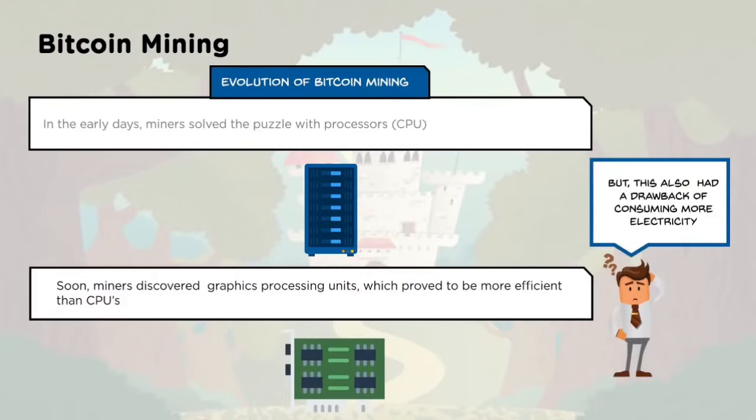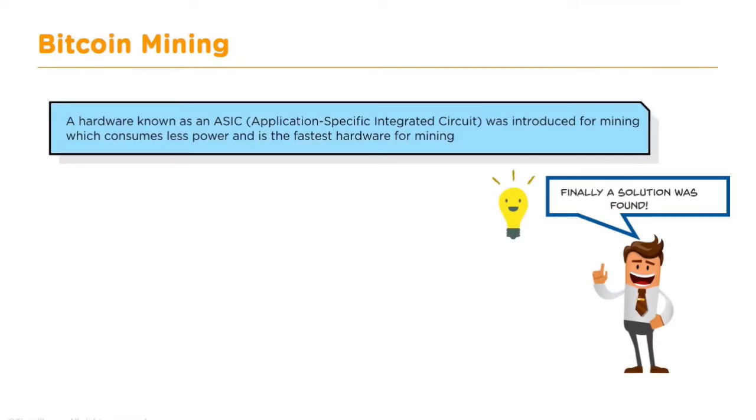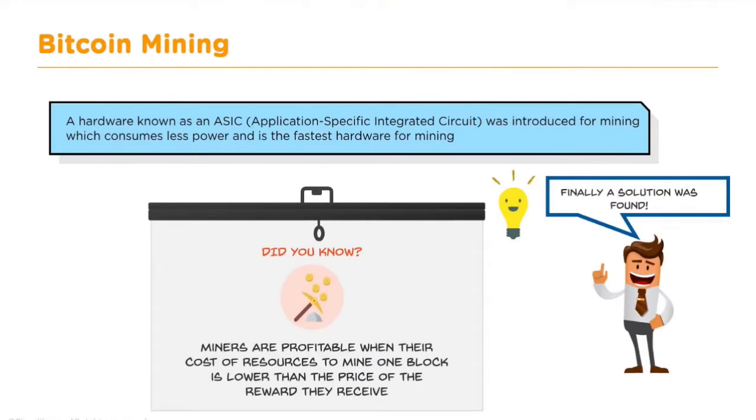But this also had a drawback of electricity consumption. Any miner who has to calculate the return on investment on the hardware also has to account for the cost of electricity and other resources going into the mining. Finally, as of today, they are using hardware called ASIC, application specific integrated circuit, which was specifically introduced for mining, consumes less power, and has higher computing power. Miners are profitable when their cost of resources to mine one block is less than the price of the reward they receive. So definitely the investment has to be less than the reward they earn.